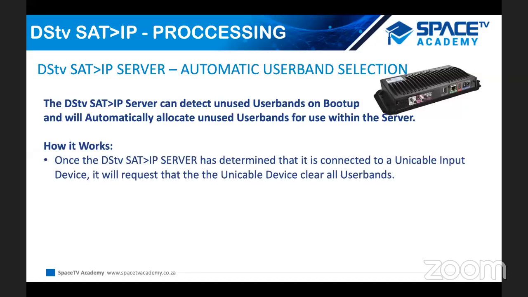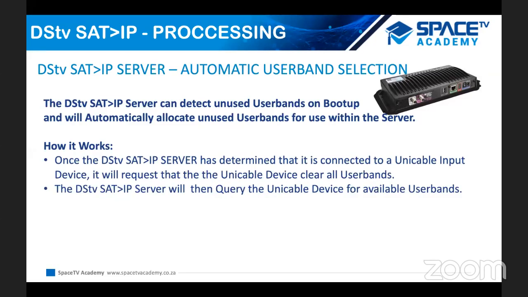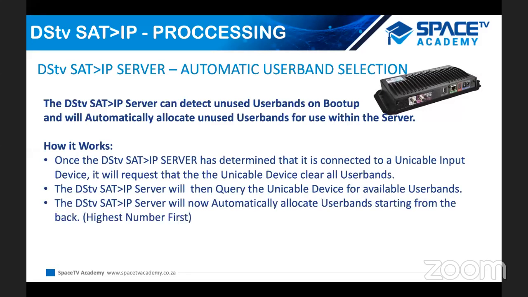Once the DStv SATIP server has determined that it's connected to a unicable input device, being the smart LMB typically, it will request that the unicable device clear all user bands. In other words, it requests the device to almost reset itself. The server will then query the unicable device for available user bands. In other words, it will build almost a log of what user bands are available on the LMB or whatever device it's fed from.